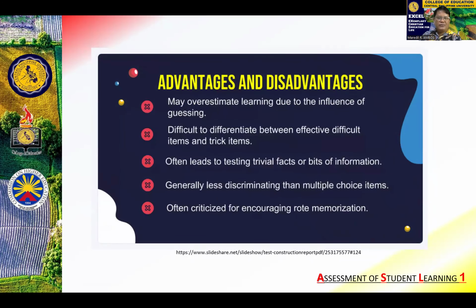For the disadvantages of true or false tests, they may overestimate learning due to the influence of guessing. Students will probably guess, because if they do not know, they can guess true or false. It's difficult to differentiate between effective, difficult items and tricky items. It often leads to testing trivial facts or bits of information and is generally less discriminating than multiple choice items. It is also often criticized for encouraging rote memorization among the students.